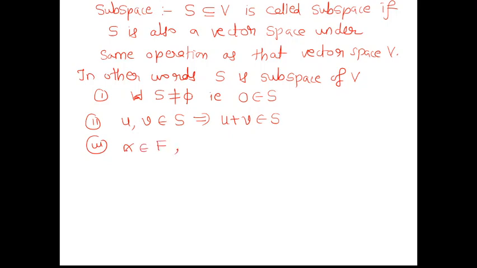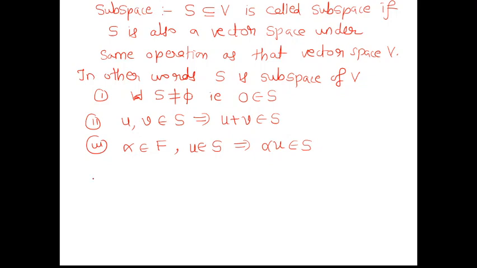that is a number. Here we restrict ourselves to a real number. The number can be complex also, but under this topic, we are restricting the values of alpha to real numbers. And if u belongs to the set S, then this implies alpha times u, which is a scalar multiplication, also belongs to S. So if these three conditions are verified, then we say that a given set S is a subspace of V.